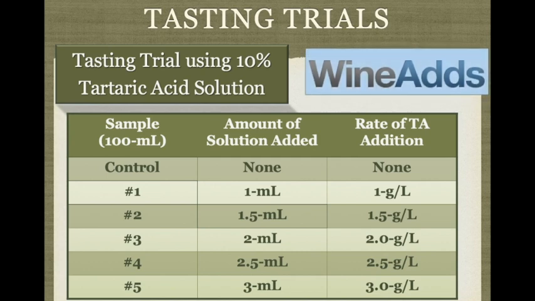There is also a wonderful website called Wine Ads where they will set up your tasting trial for you. It has a lot of other useful calculators at that website, so I encourage you to look Wine Ads up and use that for determining not just your acid additions but also other additions as well.